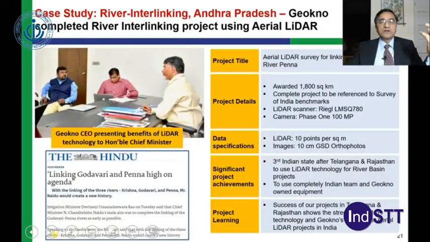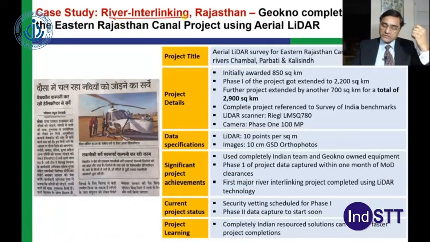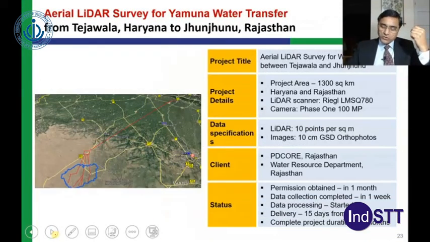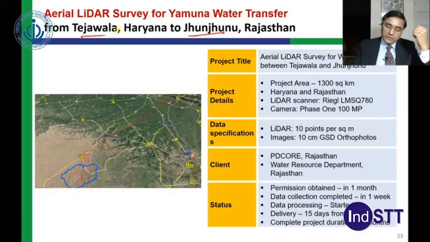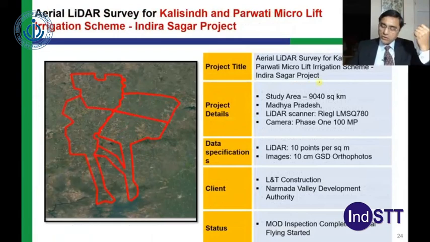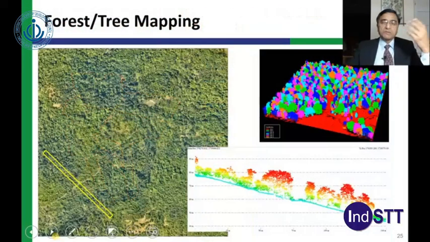Similarly, for river interlinking, we need the undulations of the ground, so there also the data has been used. The technology has been used also for river interlinking in Rajasthan. The project details are given over here. And also for carrying water from Jhunjhunu to Haryana, from Haryana, Tejawala to Jhunjhunu, again this entire area was mapped with the technology. For micro lift irrigation also the technology can be used, and this is the case study, and all these projects have already been done and many similar projects have been done.